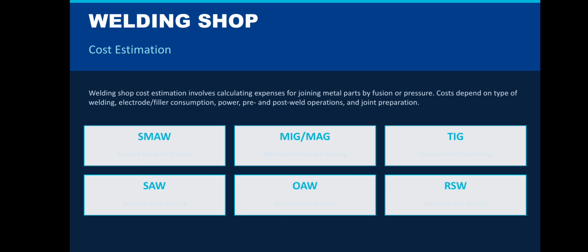The fourth one is SAW welding. That means submerged arc welding. Okay. The next one is OAW. That means oxyacetylene welding. OAW means oxyacetylene welding, also called gas welding. The final one is RSW. That means resistance spot welding.